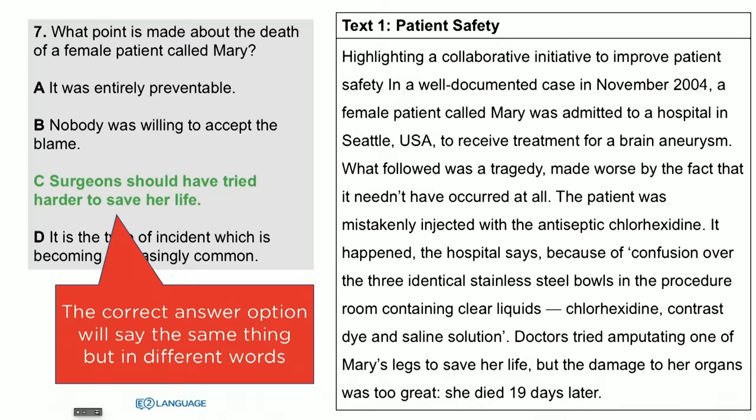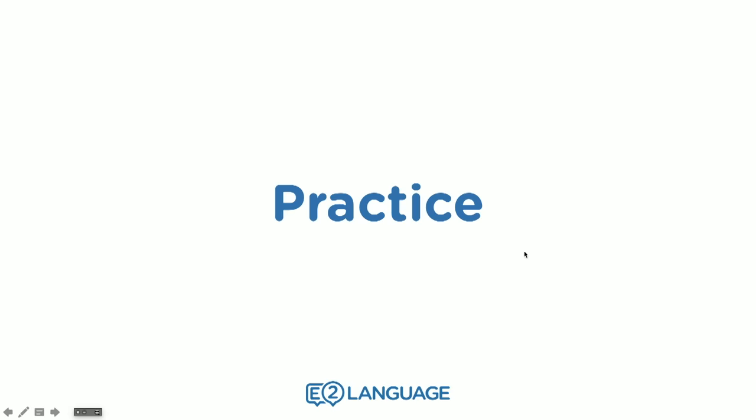1 of them, the correct answer option, will be mentioned in the text, but it will be written in different words. They'll use synonyms and they'll structure it a little bit differently. It'll say the same thing, but in different words. So keep that in mind. That's absolutely critical. So that's the method.